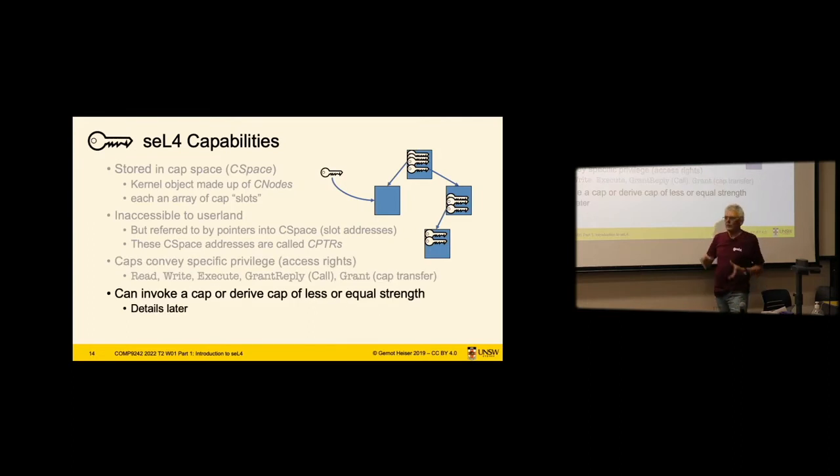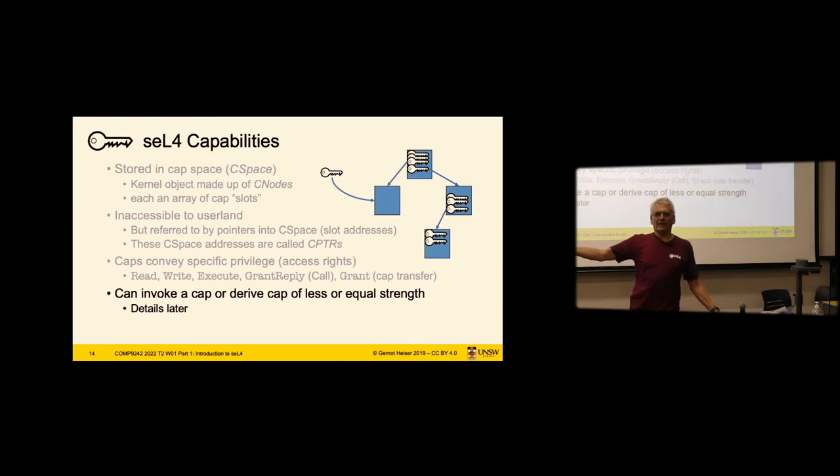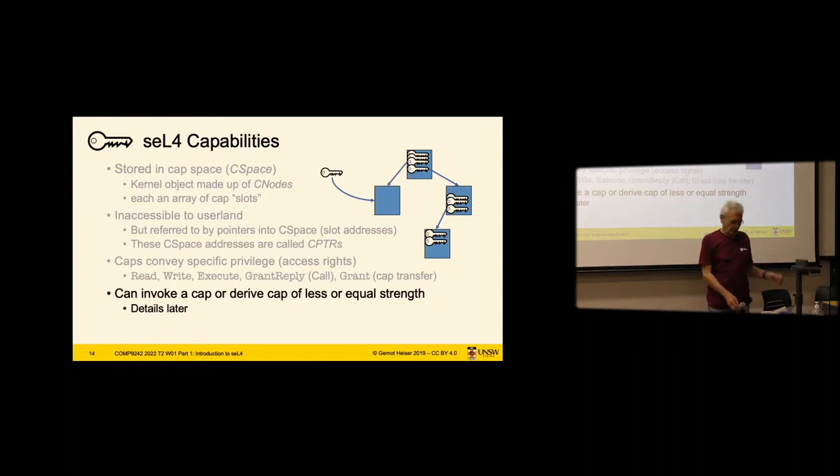And it's possible to derive capabilities from each other. If you have a capability, you can derive a new capability with the same or lesser access rights, and that's how you can have restricted propagation of access rights. For example, if I have a read-write capability to an object, I can derive a read-only capability and hand that on. And then I keep control over who can read the object, but no one else can write it, for example. So these are the basic concepts.